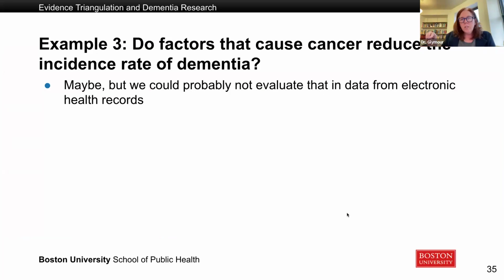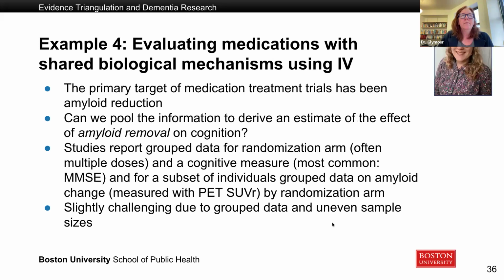All right, so conclusions from this group of papers: do factors that cause cancer reduce the incidence rate of dementia? I would say that my opinion is maybe. It seems like a plausible story, but we could not possibly evaluate that using data from electronic health records. We really need very different data sources because the bias from healthcare utilization is so substantial.